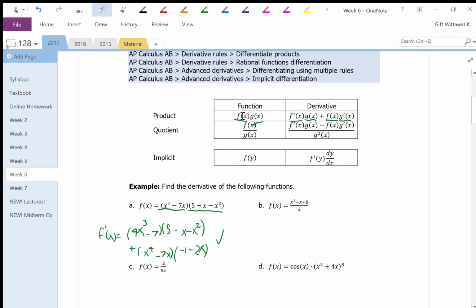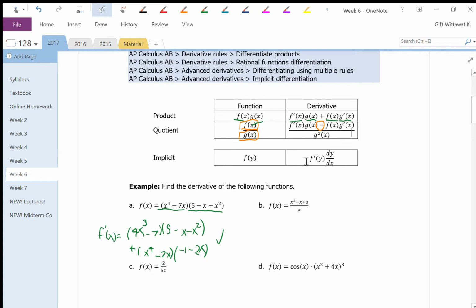The quotient rule is similar to the product rule, but instead we have the quotient of f over g. The derivative of f over g is going to look almost like the product rule, but it's going to be the derivative of the numerator times the denominator minus, notice that the sign is minus here, minus the numerator times the derivative of the denominator, over the denominator squared.